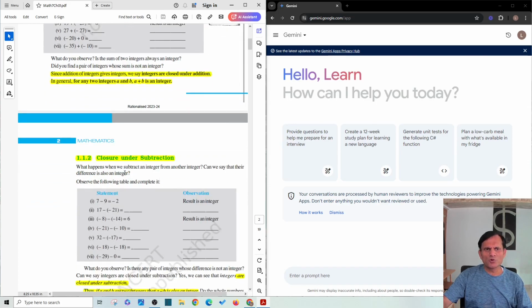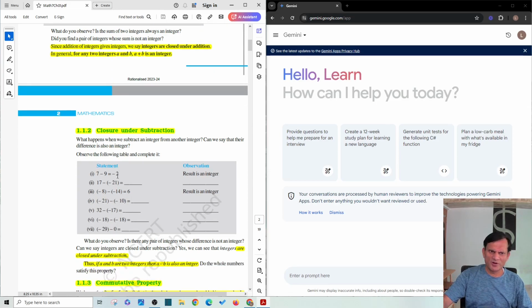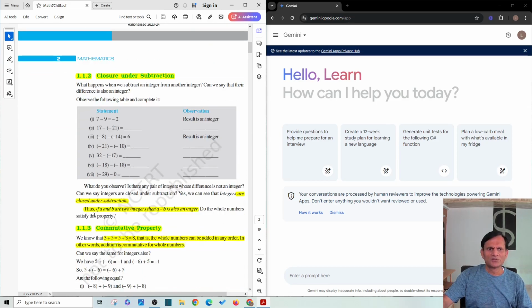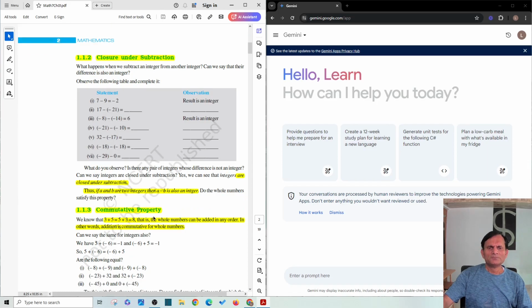Now what is closure under subtraction? Let us check if it is fine or not. For example, 7 minus 9 equal to minus 2, so this is also an integer. So we can say that for subtraction also, integers are closed. Thus, if a and b are two integers, then a minus b is also an integer.